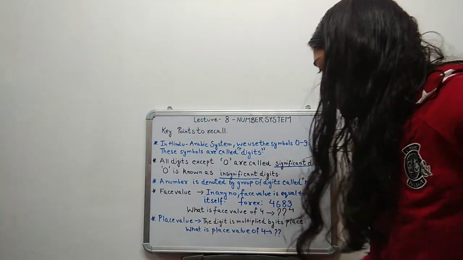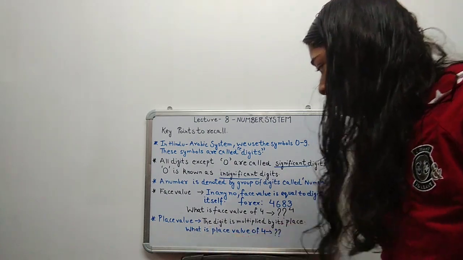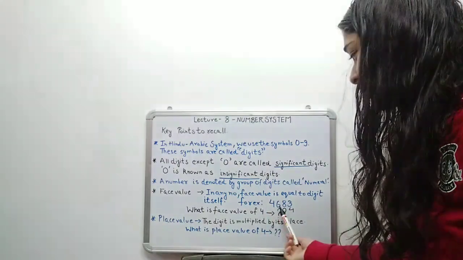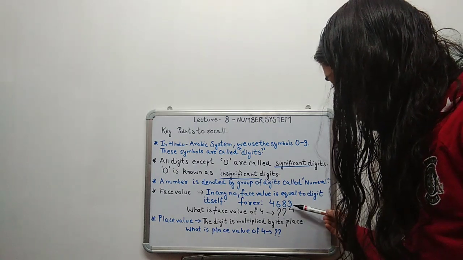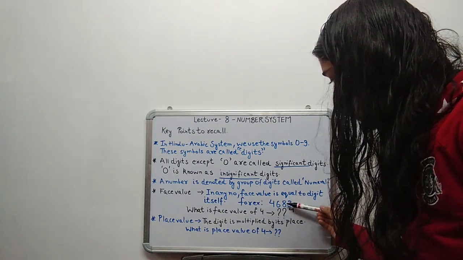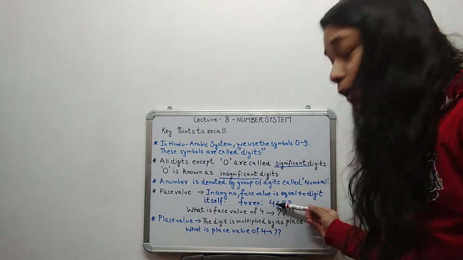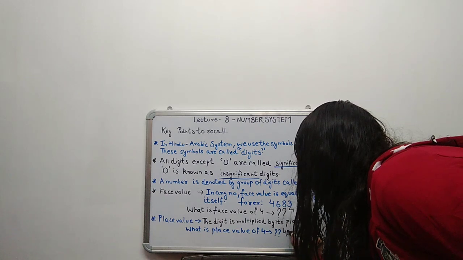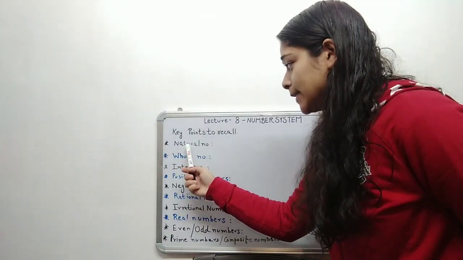What is place value? The digit multiplied by its place is called place value. Can we take the same number? Okay, so for example 4683. What is the place value of 4? You can see over here, 3 is at the 1 place, 8 is at the 10s place, 6 is at the 100s place and 4 is at the 1000s place. So your answer will be 4000.